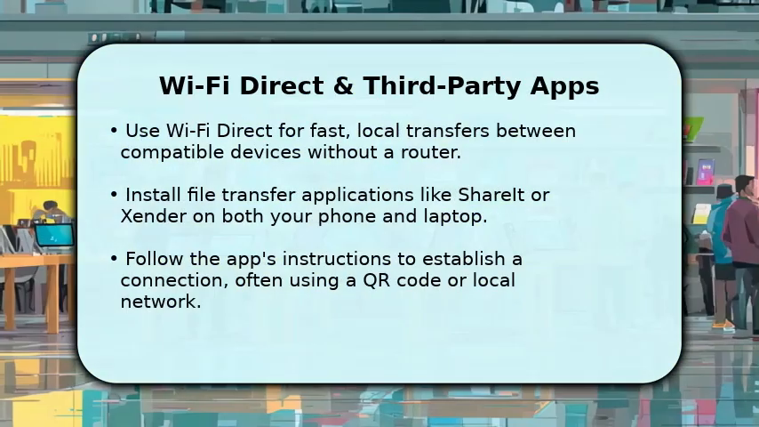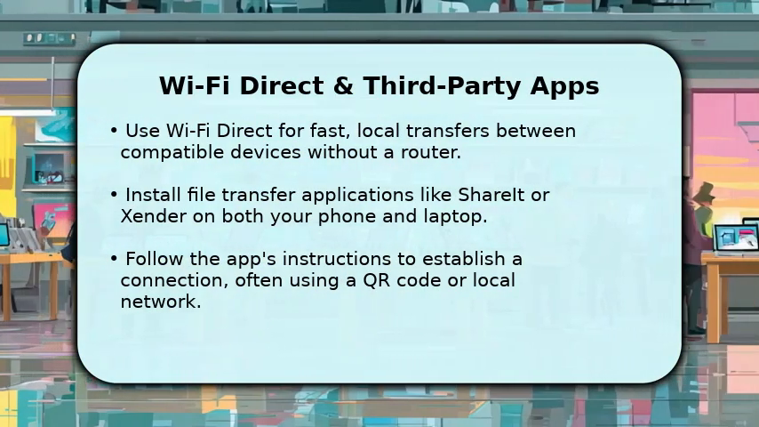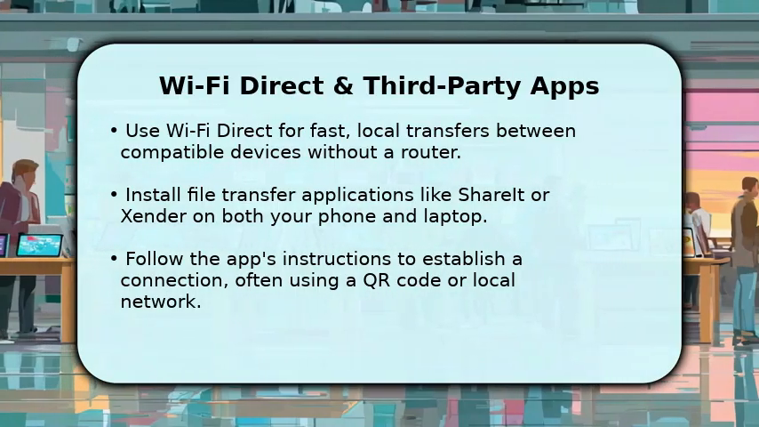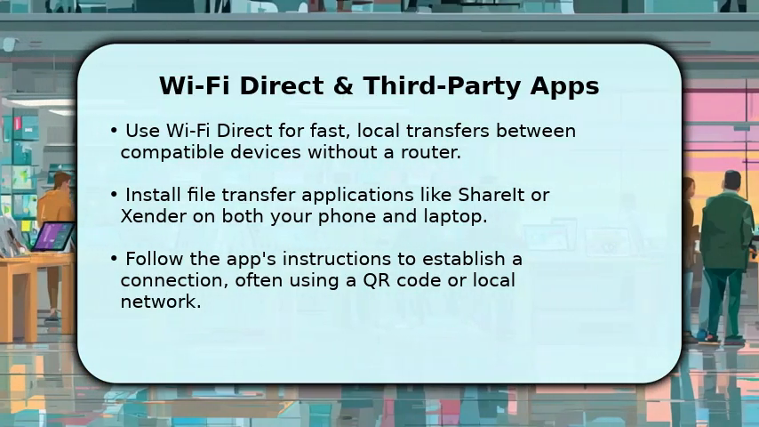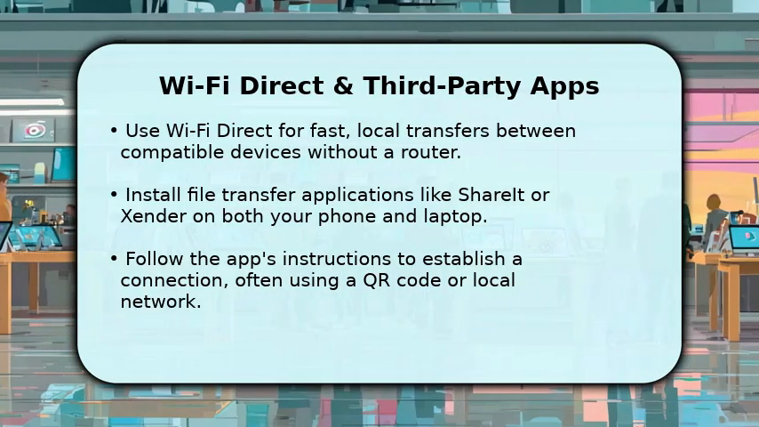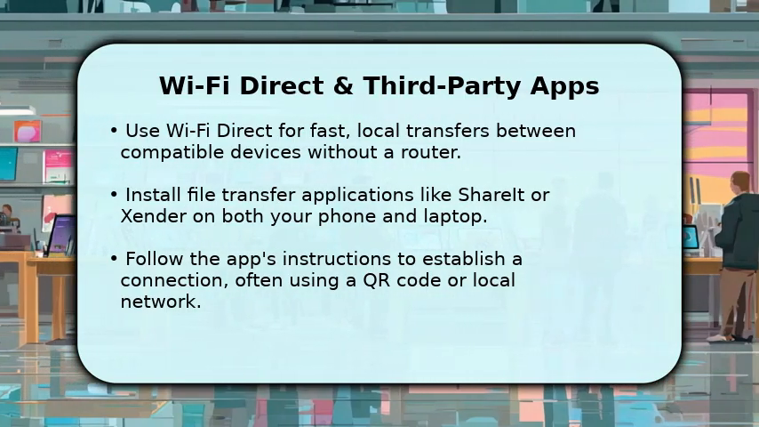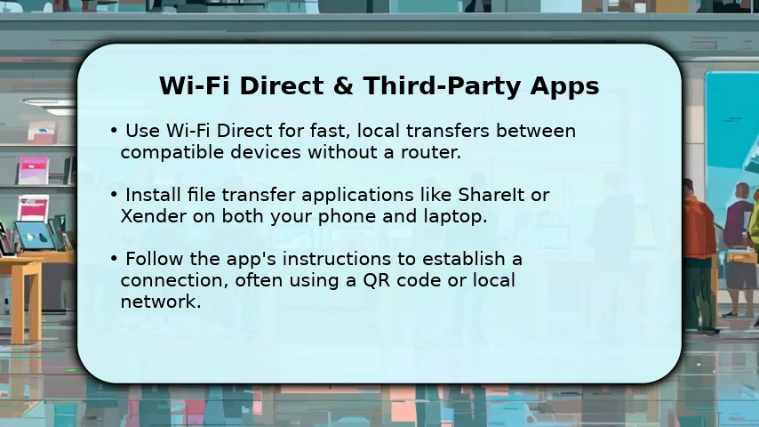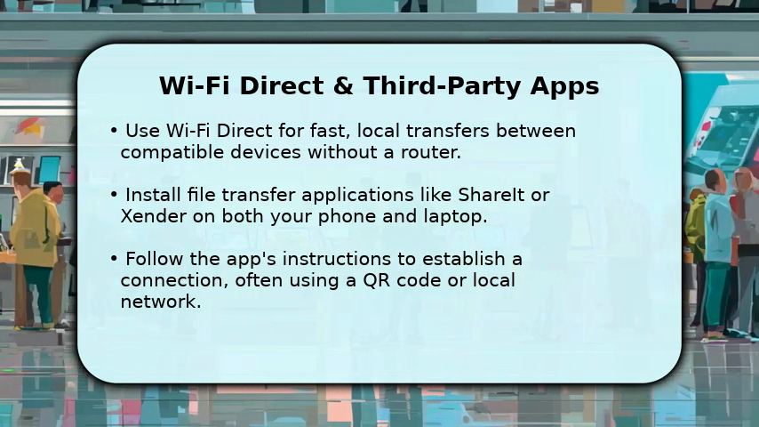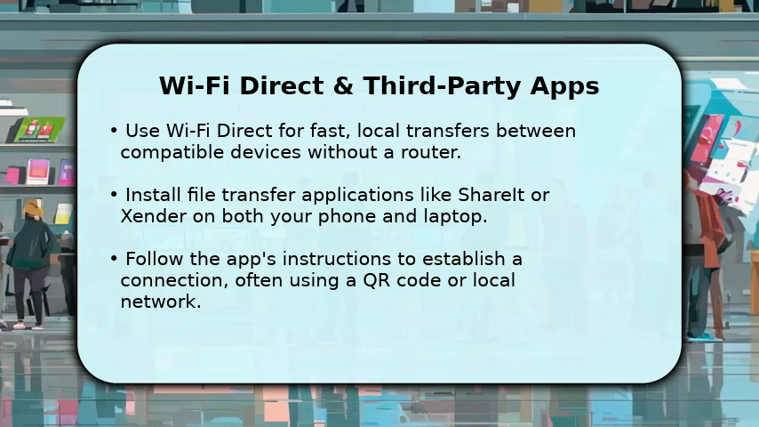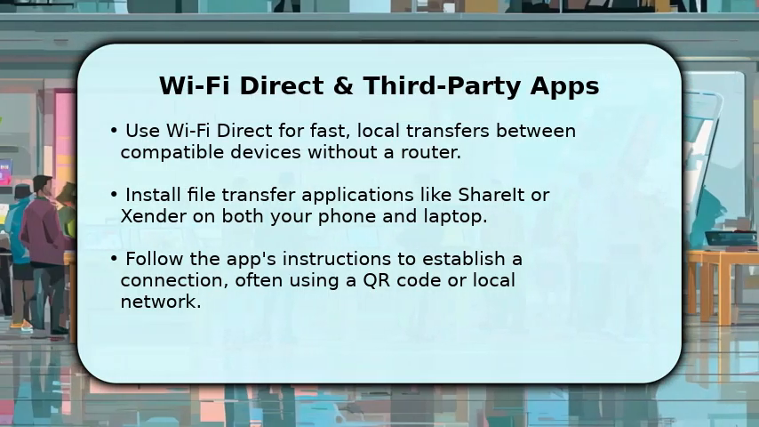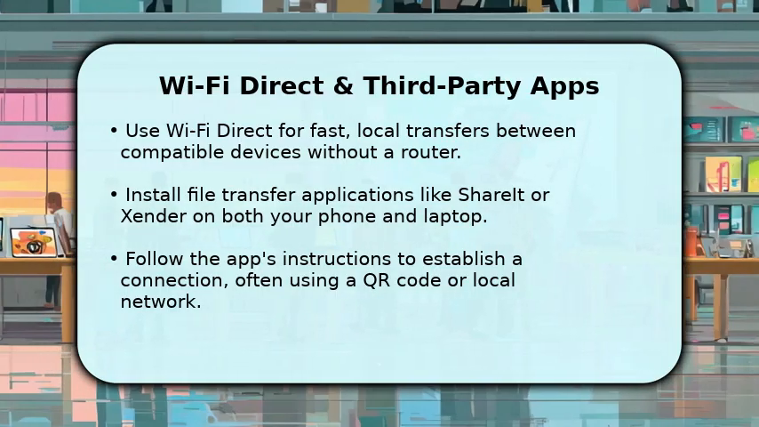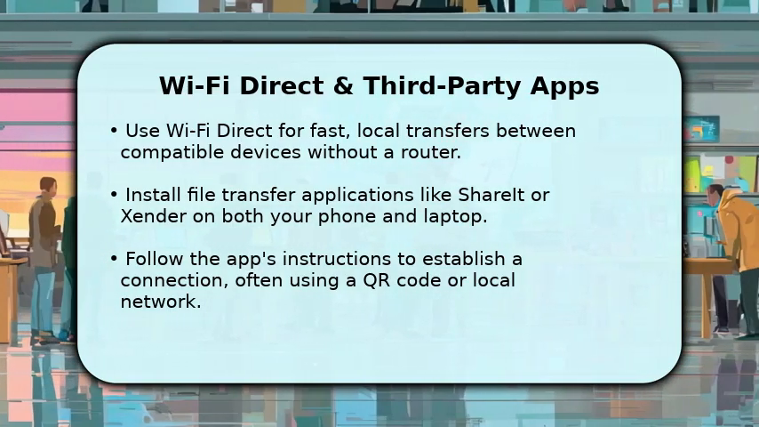devices. Finally, consider Wi-Fi Direct or third-party applications for quick, local transfers. Wi-Fi Direct allows devices to connect directly without a router, offering speeds up to 250 megabits per second for large files. Alternatively, install popular file transfer apps like ShareIt or Zender on both your phone and laptop. These apps guide you through creating a connection, often using a QR code, to facilitate rapid data exchange. These are particularly useful for transferring large volumes of data without needing an internet connection.